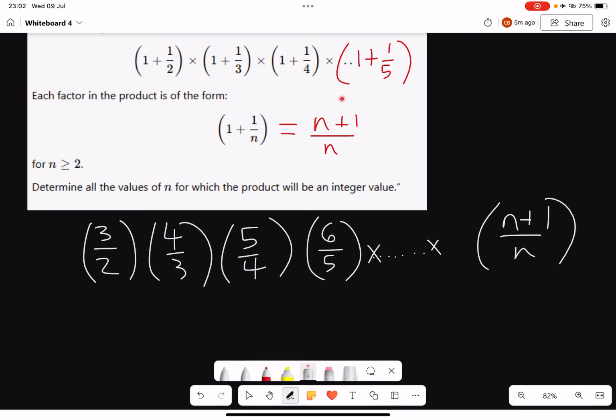So now, ladies and gentlemen, I need you to observe how beautifully this telescopes. By telescopes, I mean most terms cancel. I want to show you that here. This 3 on top will cancel that 3 at the bottom. Right? This 4 will cancel that 4. This 5 will cancel that 5. 6 will cancel 6 there.